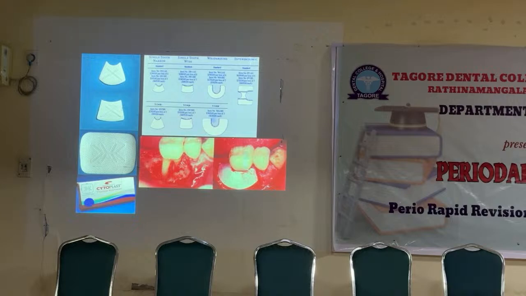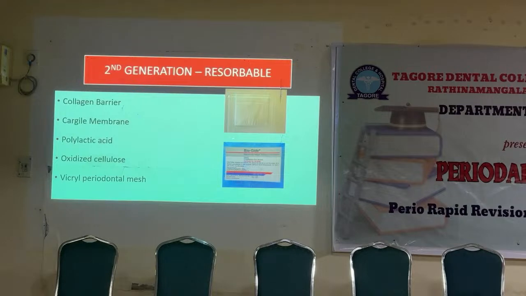Okay, right? So the second one is resorbable membrane. What are the resorbable membranes available? Collagen membrane, Gore-Tex membrane, polylactic acid, oxidized cellulose, and bicameral periodontal mesh. These are all the resorbable membranes. So what is the first generation of membrane? Second generation? Third generation? Tell me some growth factors.